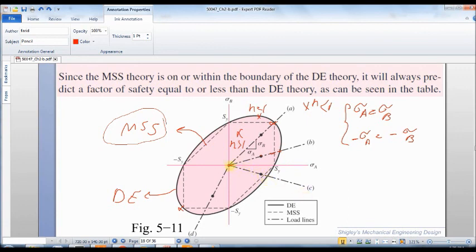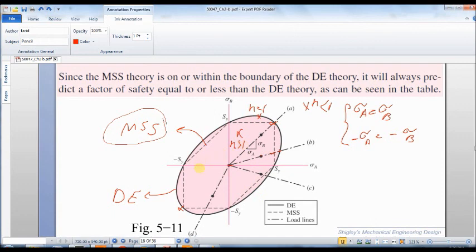And in part C we had one positive and one negative principal stress. Again, you can see that maximum shear stress theory will predict the failure earlier than distortion energy theory.